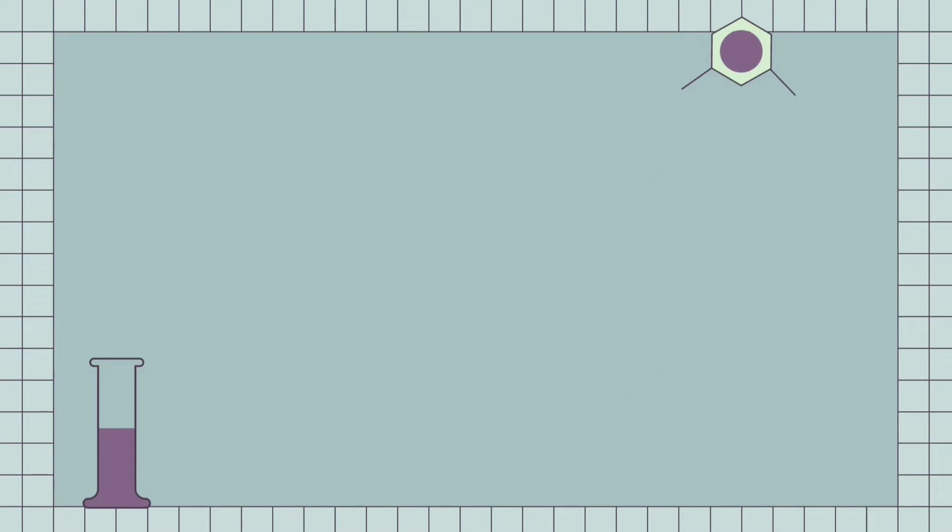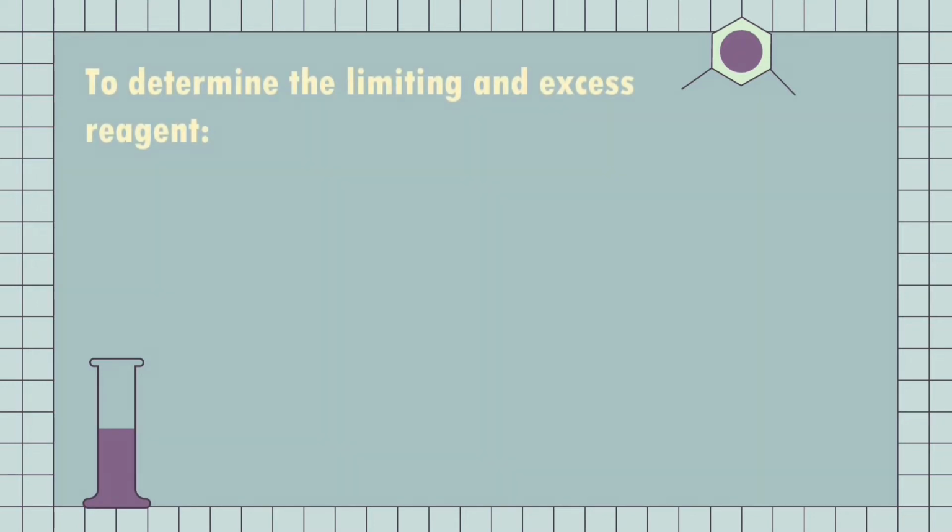Now that we've discussed the concept of limiting reagents in simpler terms, let us now proceed to solving actual stoichiometric problems concerning limiting reagents, which involve finding the limiting reagent, the excess reagent, the theoretical yield, the actual yield, and/or the percent yield. To find or determine the limiting and excess reagent, there are 5 easy steps that we need to follow. First, we have to write the given chemical equation in the problem.